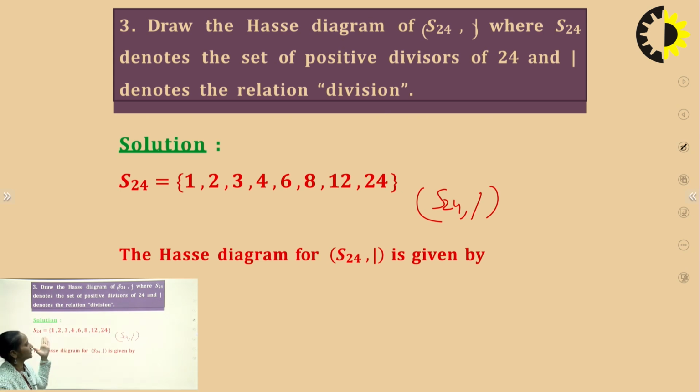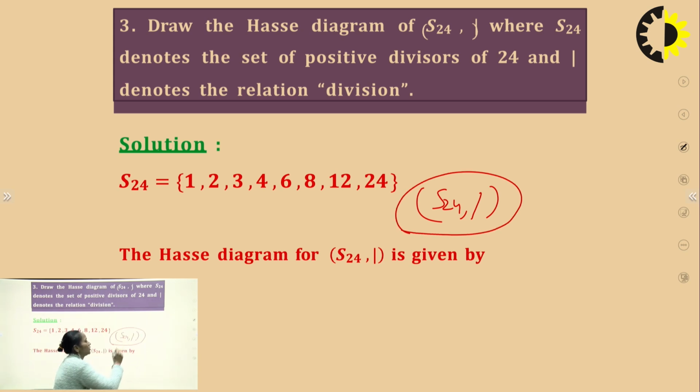So it is 1, 2, 3, 4, 6, 8, 12 and 24. These are the numbers which can divide the number 24. So we create the Hasse diagram for all the divisors of 24. Obviously the relationship is divisibility. So we have to again create the Hasse diagram for the divisors of 24. Okay, so what will be the Hasse diagram? Again we have to create the relationship R.